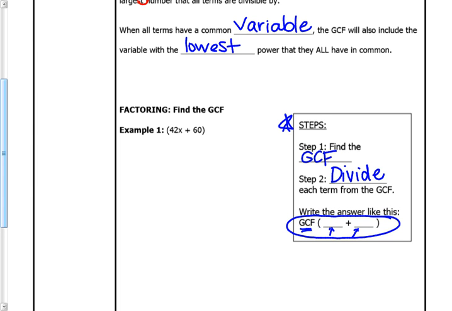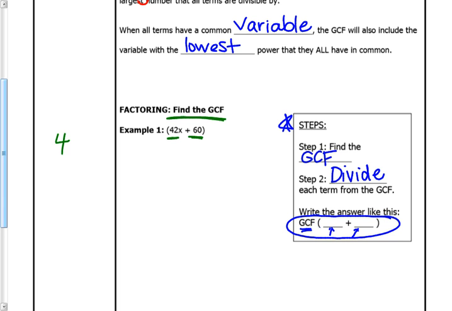So let's go ahead. Example one, we have this 42x plus 60. It says find the GCF. So all they're asking you to do here is take out the greatest common factor. If I see these terms here, this coefficient of 42 and this constant of 60, I can choose any one of these to start breaking down and finding what numbers multiply to give me 42, or what numbers multiply to give me 60. That is actually called a factor.